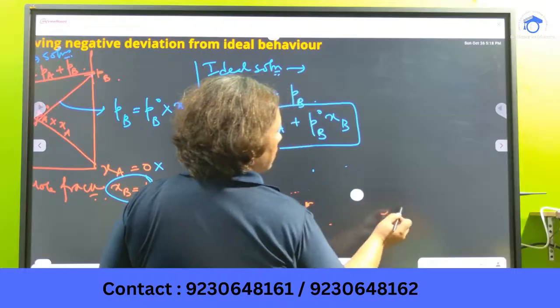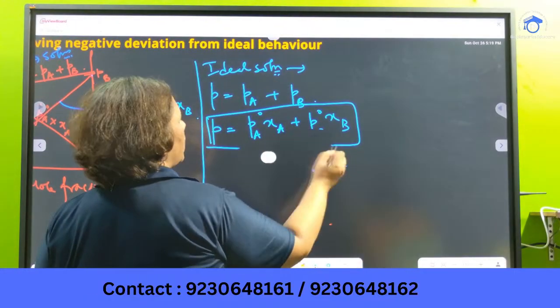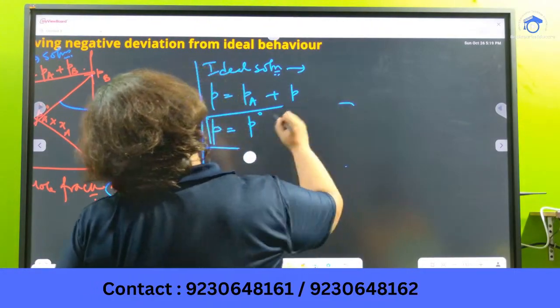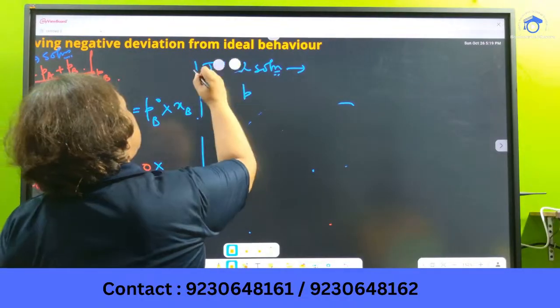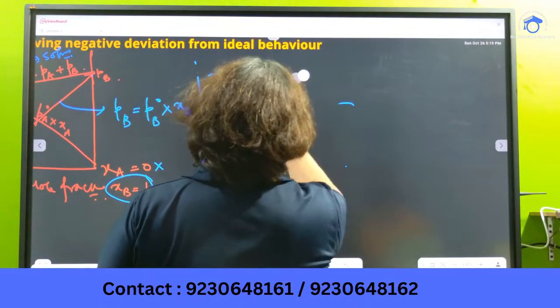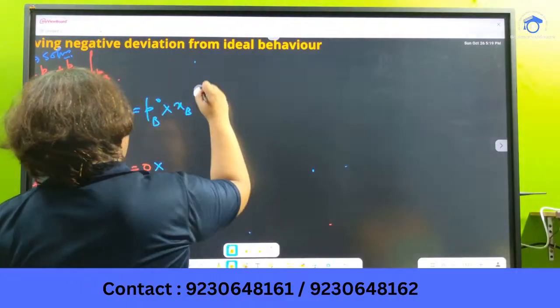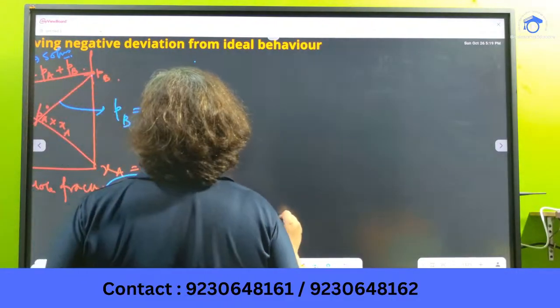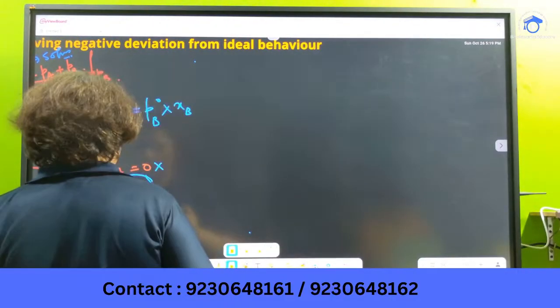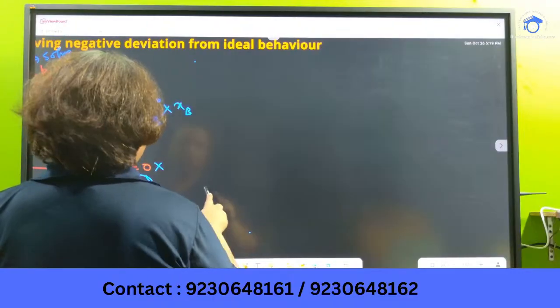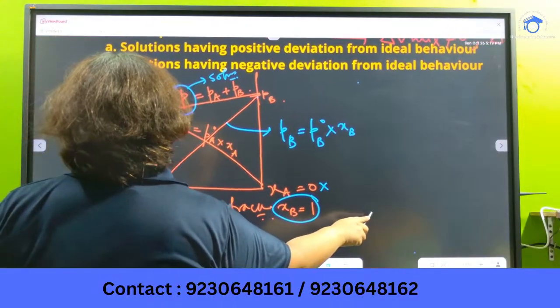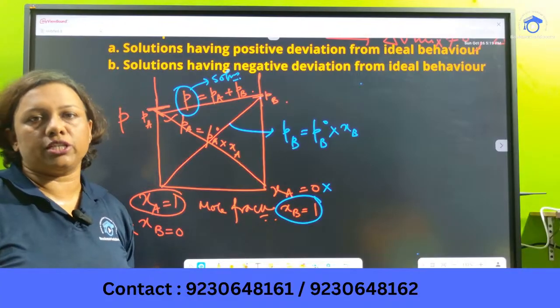Now we are going to the non-ideal solution. What are those? If components A and B have interaction, what will happen? Will they want to go to the vapor phase? No, they will not. They want to stay in the interacted position.